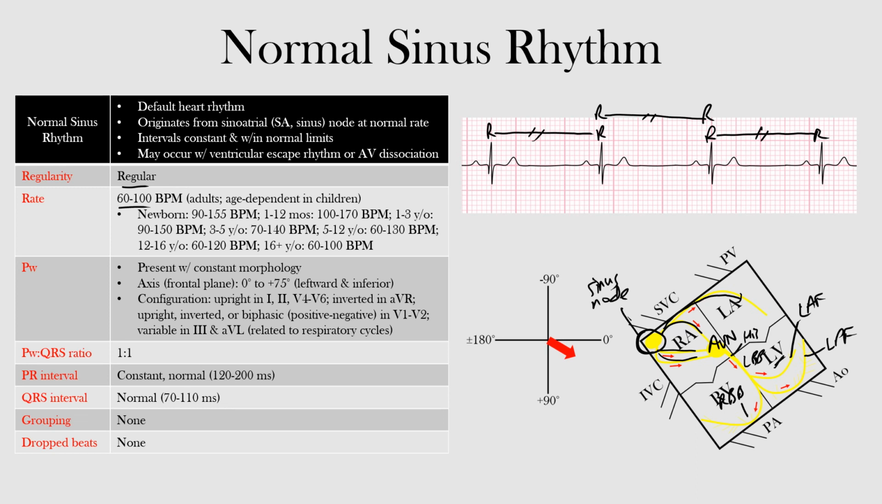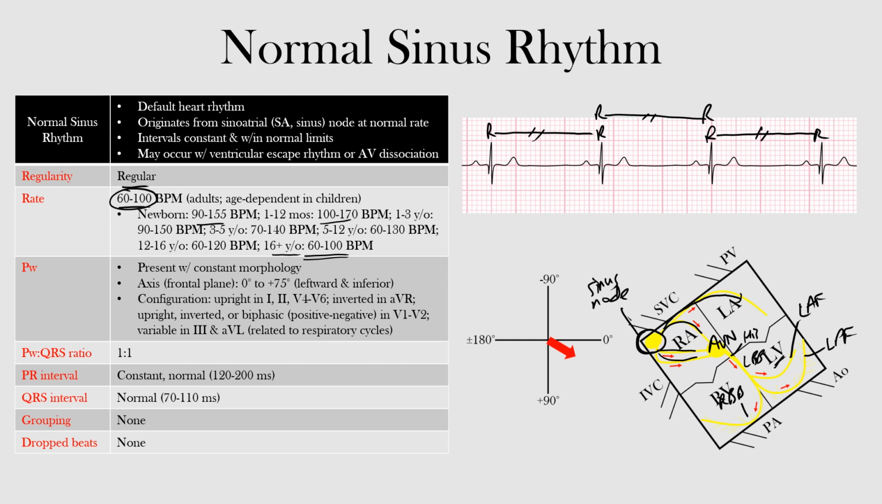Now in children it's a little different and it's age dependent. I put these values here, and if you deal with pediatric patients, these are some values you can be aware of. Notice that the newborn is 90 to 155. For 1 to 12 months, 100 to 170 beats per minute is their average. So you can see that range is higher than the adult level, but eventually, once they get to around 16 years old, we get to that adult level. Those values are there to reference, but again, we'll focus on the adults because those are most of our patients, and we're looking at between 60 and 100 beats per minute.